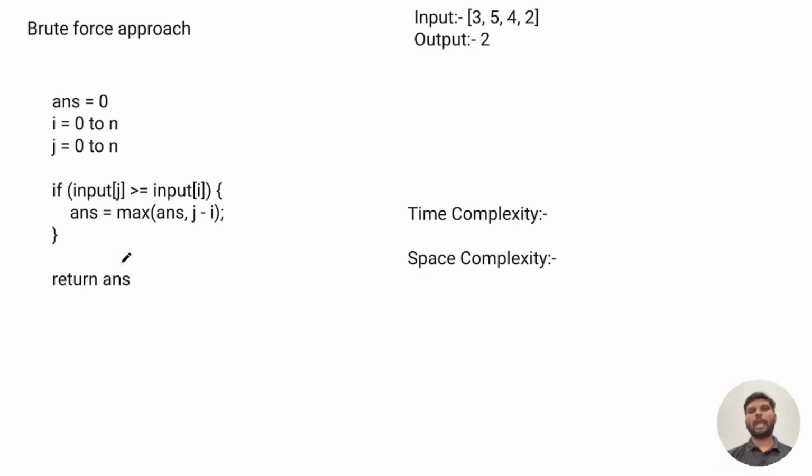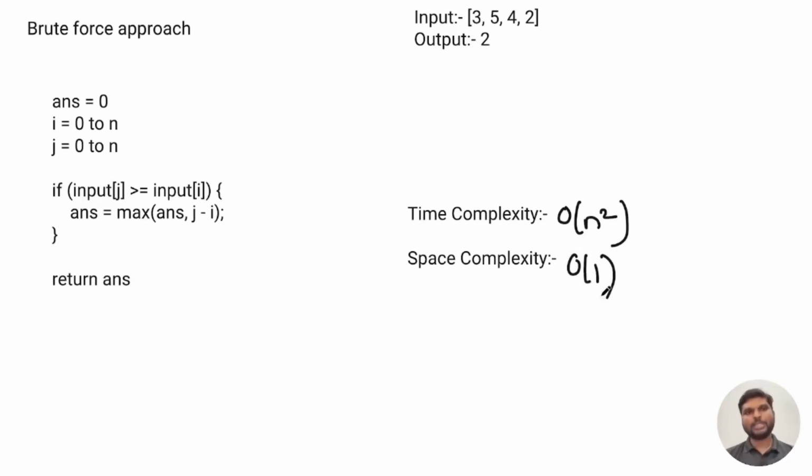So what is the time and space complexity for this approach? Well, the time complexity is O of n square. Why O of n square? Because we are running two for loops inside one another. And what's the space complexity? Well, the space complexity is O of 1, as we are not using any extra space.